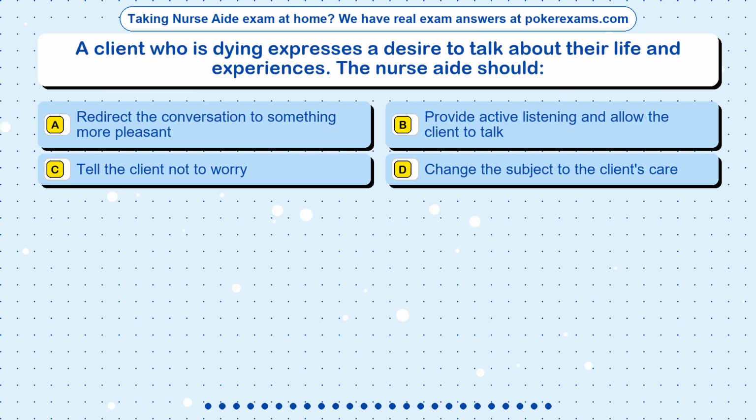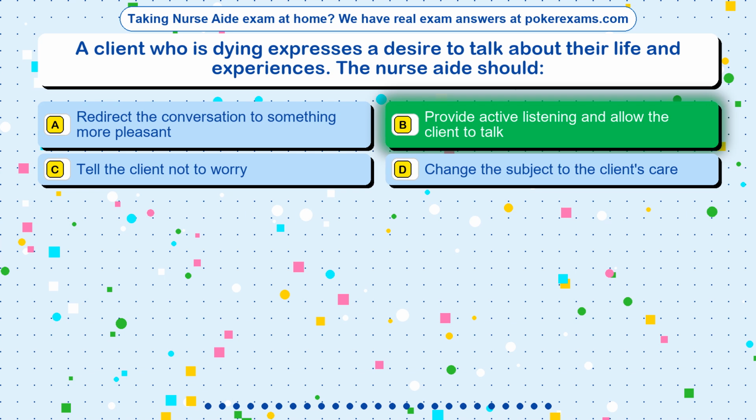Question 8. A client who is dying expresses a desire to talk about their life and experiences. The nurse aide should: Option A. Redirect the conversation to something more pleasant. Option B. Provide active listening and allow the client to talk. Option C. Tell the client not to worry. Option D. Change the subject to the client's care.